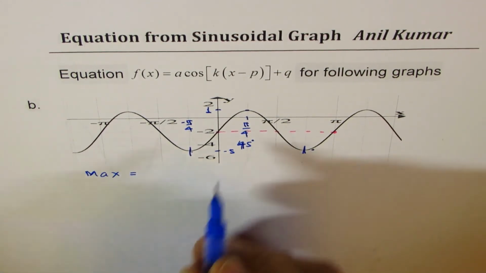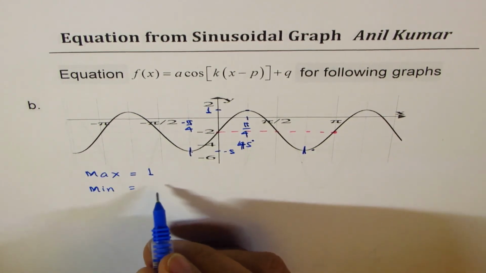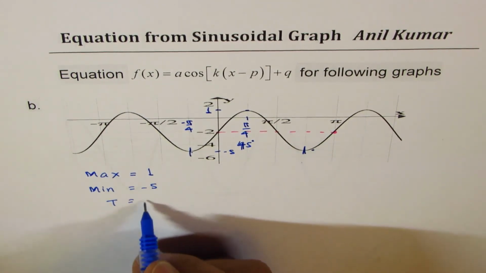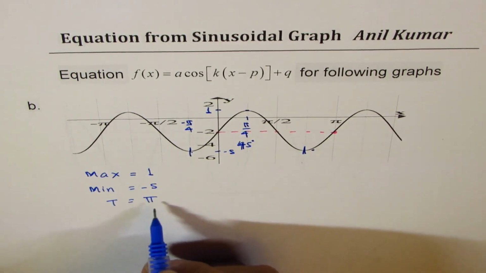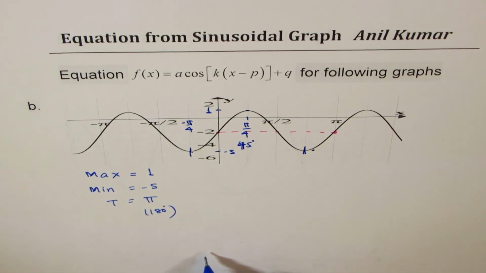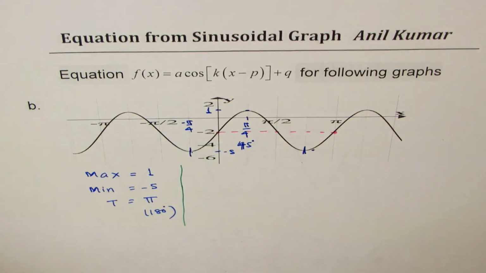Maximum value in this case is 1. Minimum, what we have here is minus 5. And time period T is pi. So those of you who are doing in degrees could do 180 degrees, correct? Now based on this, we can calculate all these values.